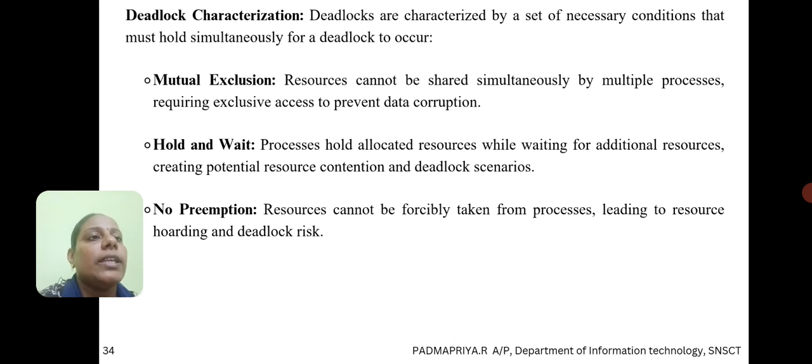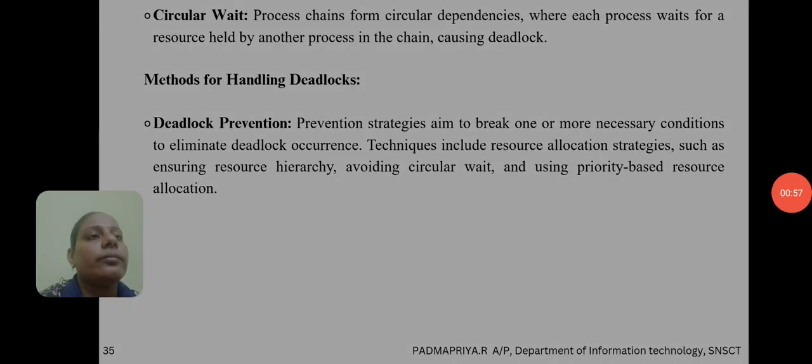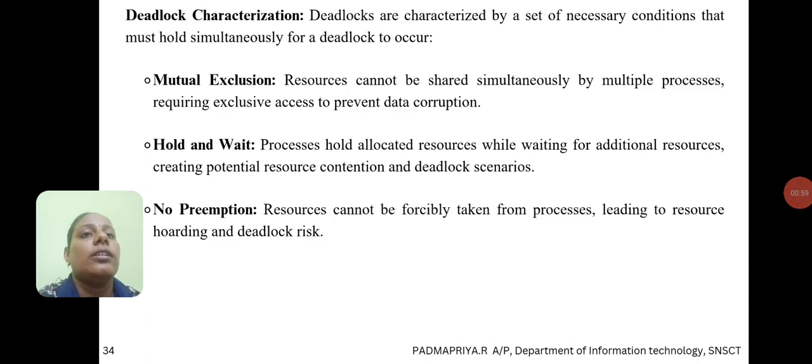Deadlocks are characterized by a set of necessary conditions that must hold simultaneously for a deadlock to occur. First, mutual exclusion. Resources cannot be shared simultaneously by multiple processes, requiring exclusive access to prevent data corruption. Second, hold and wait. Processes hold allocated resources while waiting for additional resources, creating potential resource contention and deadlock scenarios.